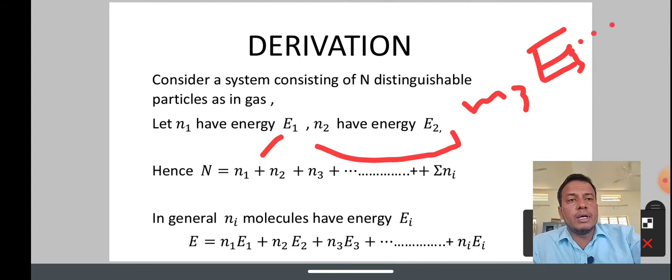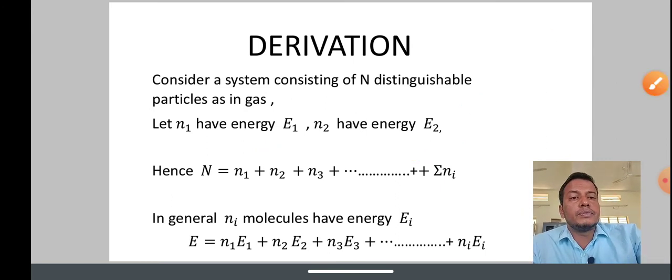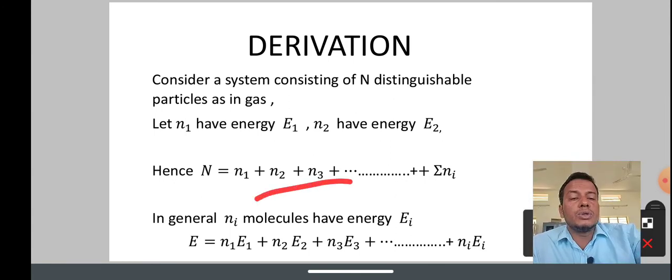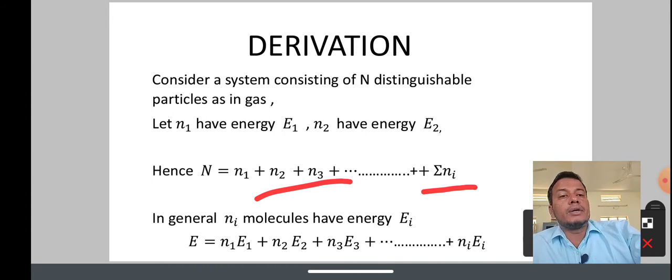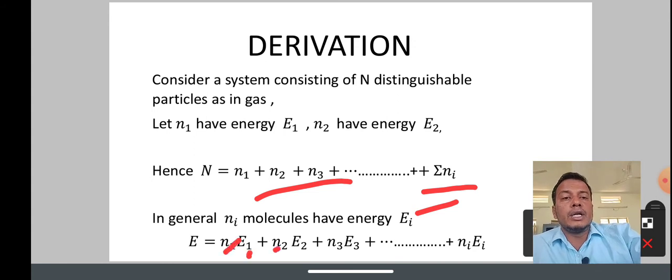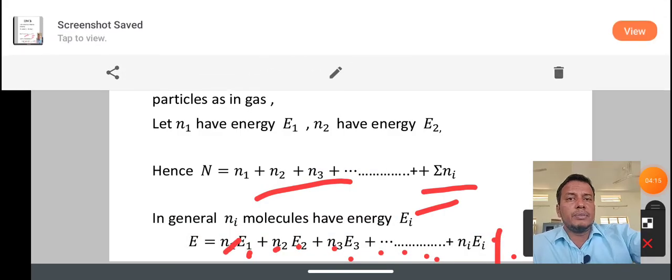If there are Ni particles, the energy is Ei. Then N is equal to N1 plus N2 plus N3 up to the sum of Ni. In general, the Ni particles of the molecule have energy Ei. Then the total energy E equals N1E1 plus N2E2 plus N3E3, and so on, up to Ni Ei and up to the nth one.